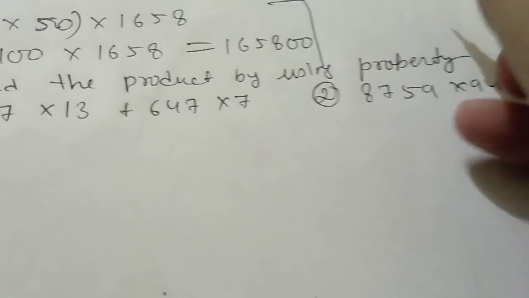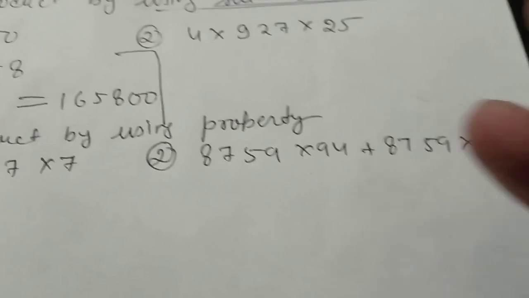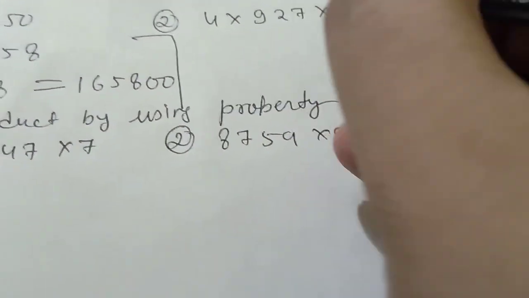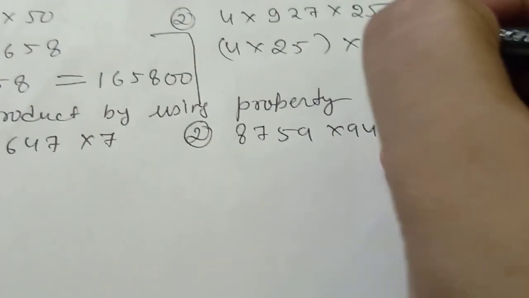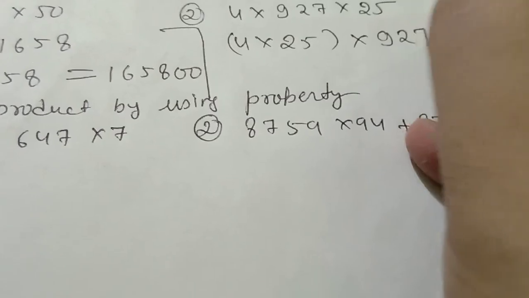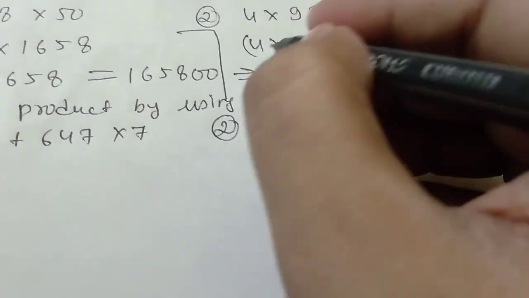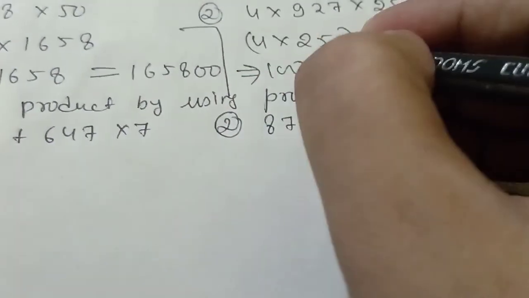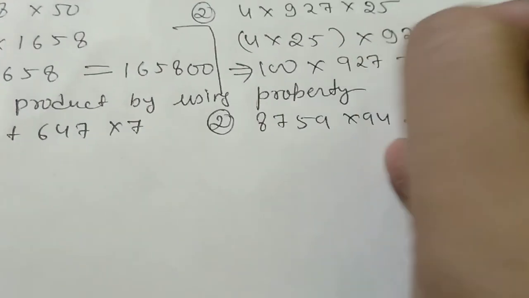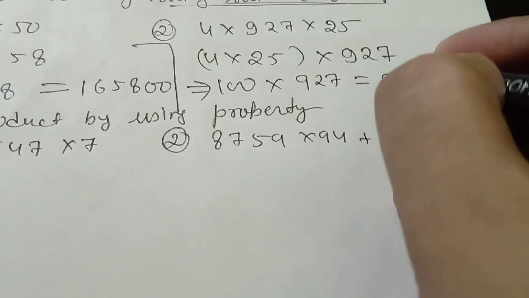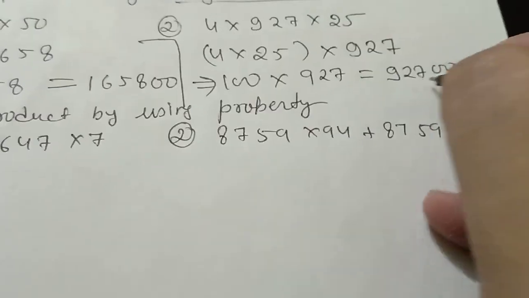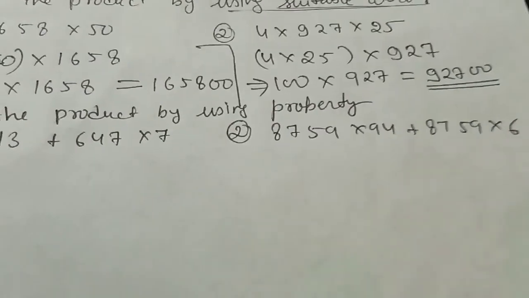Now coming to question number 2, taking 4 into 25 and then multiplying by 927. Now 25 times 4 is 100 into 927, and when you multiply 927 by 100, you only add the number of zeros, so you get the answer.